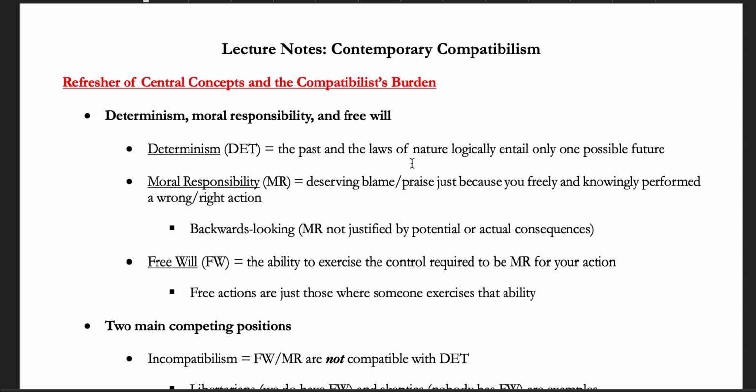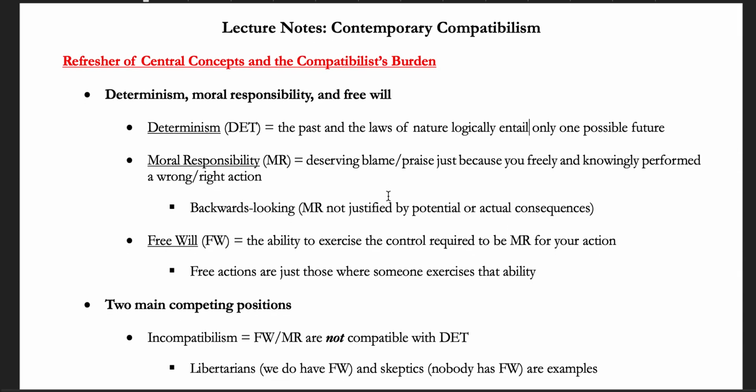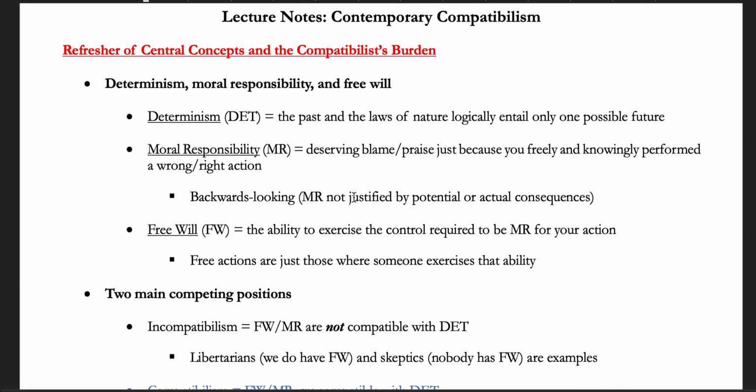A little refresher of the central ideas that we're going to be talking about: determinism, moral responsibility, free will, and then this compatibilist burden that McKenna talks about in the chapter. We'll start there. Determinism is just the view, and McKenna goes through these definitions at the beginning, that's why I'm doing it here also, that the past and the laws of nature entail only one possible future. Just by necessity, once you have some past, say the first state of the universe, and then the laws of nature, that guarantees only one possible future. Every state after that is guaranteed by the one before it.